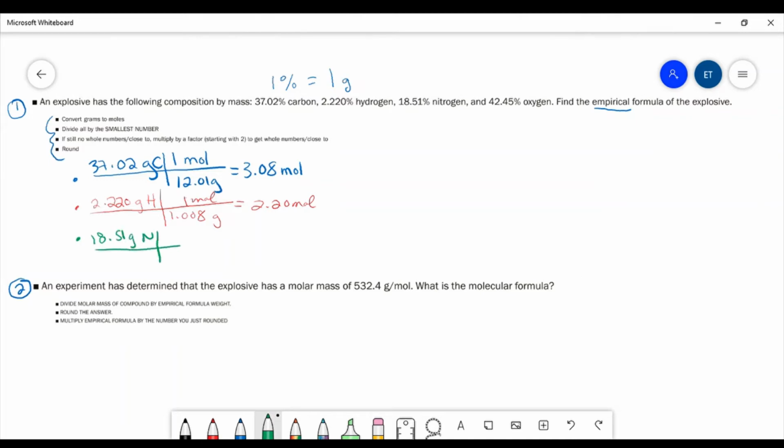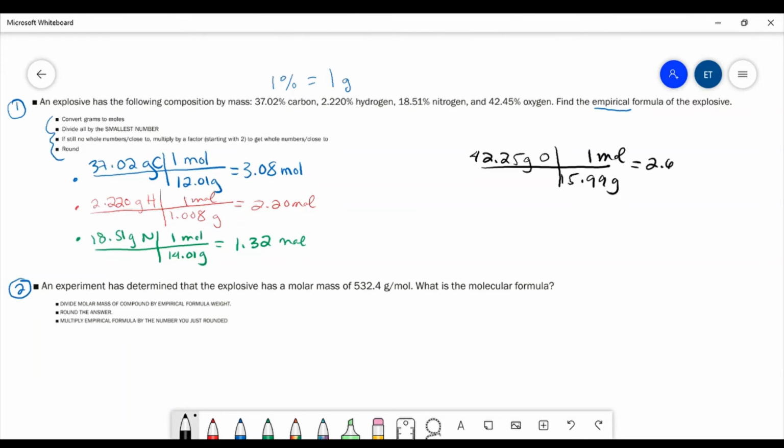Okay, we're going to divide it by 14.01 grams per mole. And the last one, okay? So this is the first step, like I mentioned.